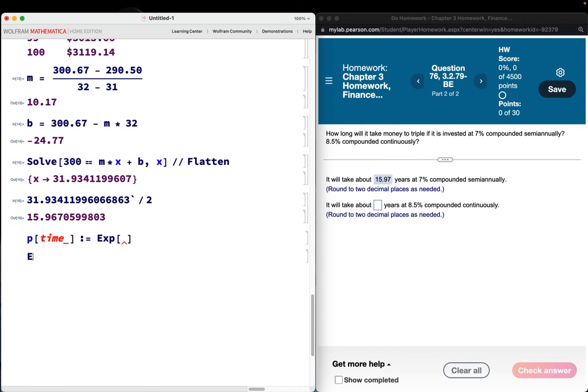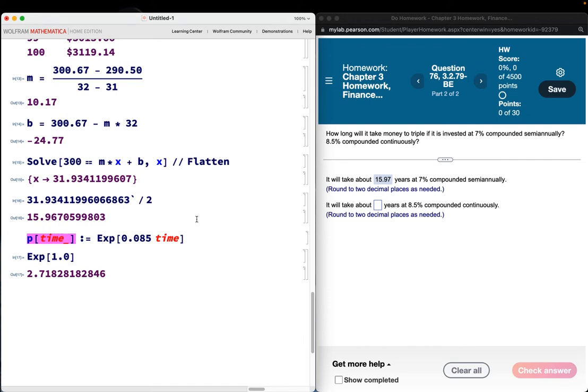Now, what is the number e? The number e is approximately 2.718281828, but it actually goes on forever and ever, just like the number pi. So this is going to be 0.85 multiplied by time. Notice you have a choice. You can use the star symbol for multiplication or just use a space. Time.